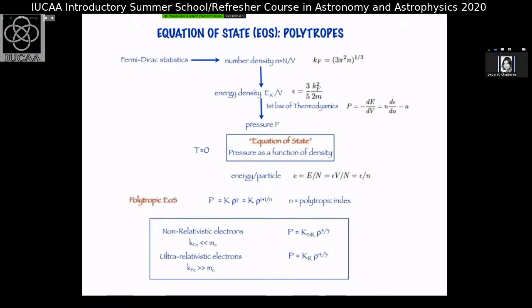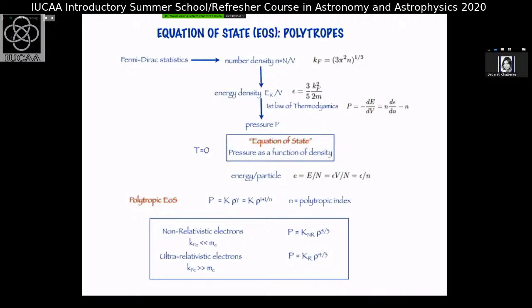So from the Fermi-Dirac statistics, we obtain a simple relation between the pressure and density. If we assume a simple power law relation between the two, as shown in the slide, P is equal to K rho to the gamma, or we can also write it in terms of the polytropic index. By definition, gamma is 1 plus 1 over n. This simple power law relation between the pressure and the density is called a polytropic equation of state.